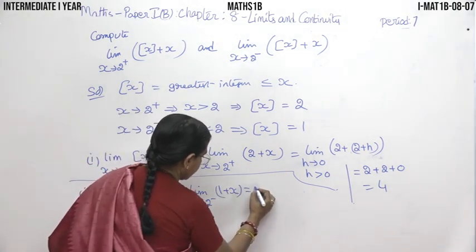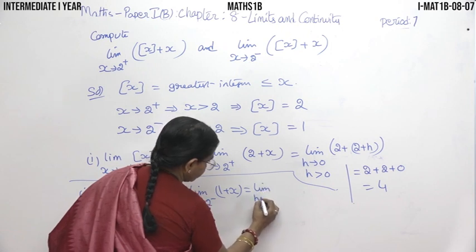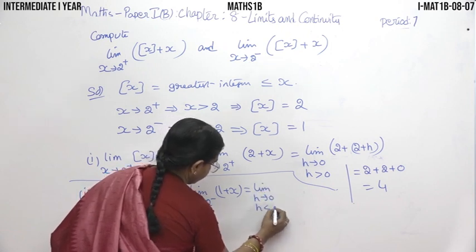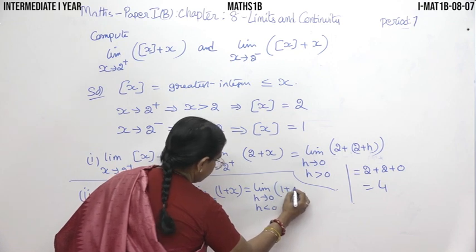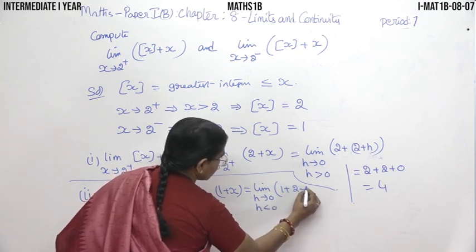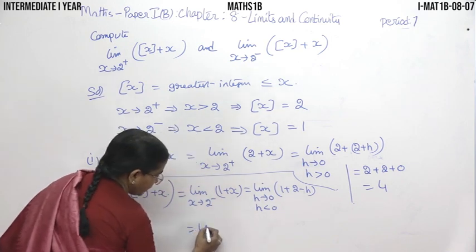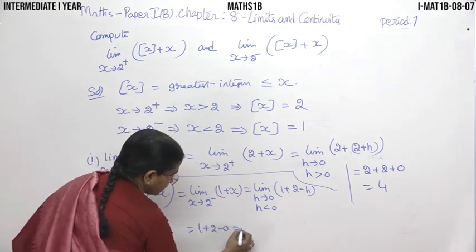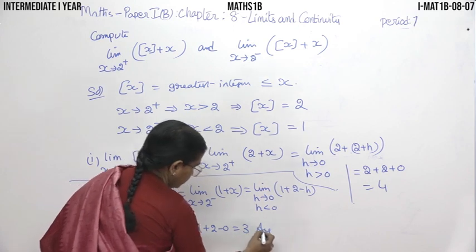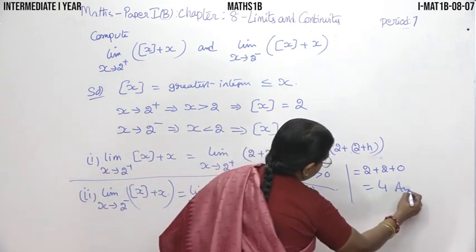For 1 plus x, we will write limit h tending to 0, h is less than 0, of 1 plus 2 minus h. A minus h you should substitute. So it is equal to 1 plus 2 minus 0. That is 3. So left limit is 3, right limit is 4.